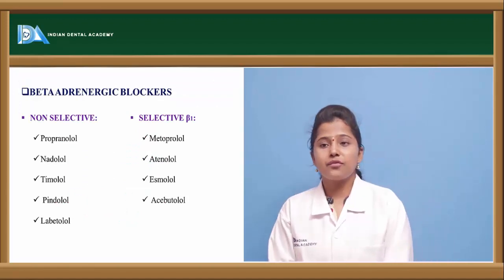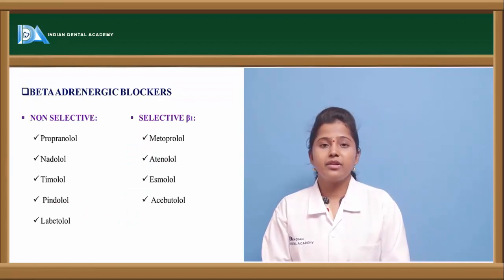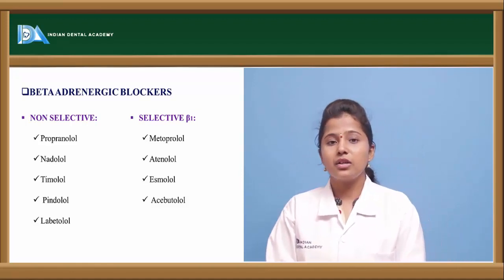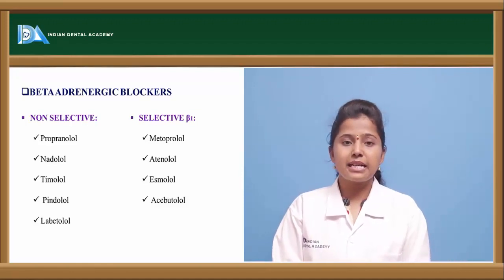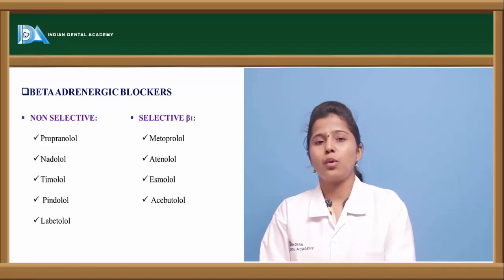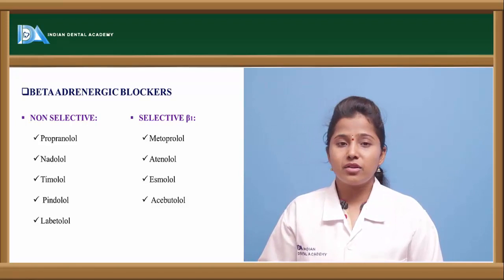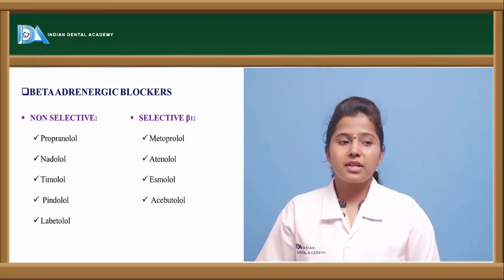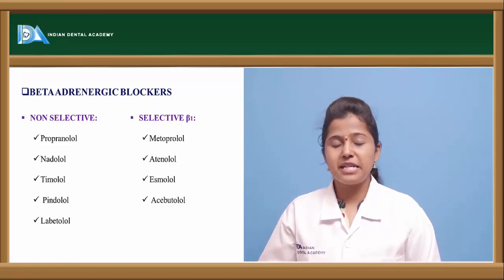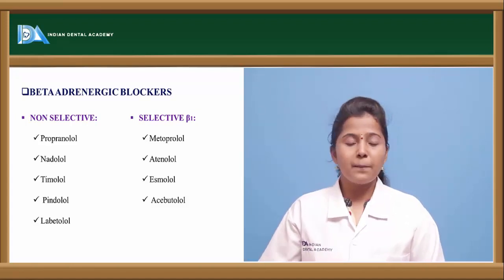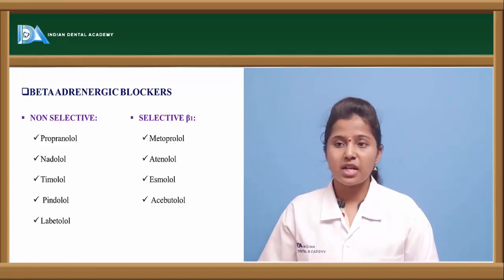The second class of drugs includes beta adrenergic blockers. There are two categories of these drugs: non-selective beta blockers and selective beta 1 blockers. Adrenergic receptors are of two types, alpha as well as beta. Among the beta type of receptors, there are three: beta 1, beta 2, and beta 3 receptors.